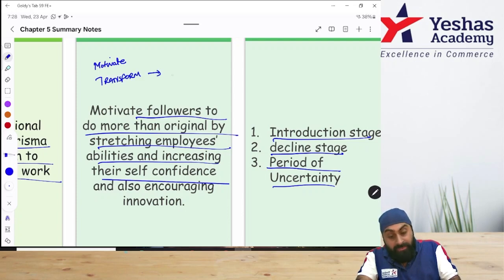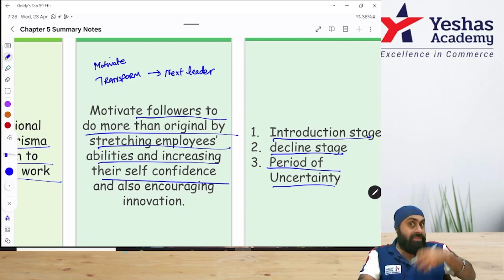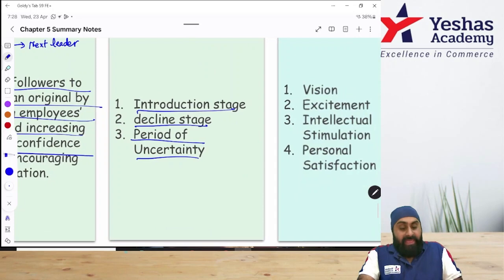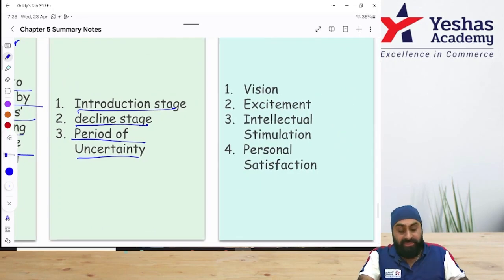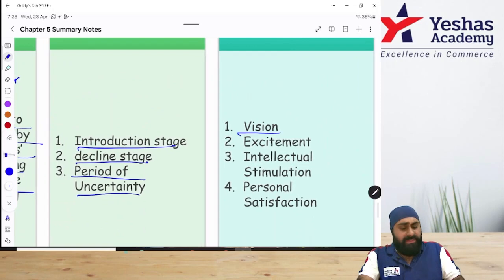to transform them to become the next leader. And therefore, he has that charisma. He has the ability to do it. Therefore, this type of leader is very good in an introduction stage, client stage. B. What are the qualities required? Vision, excitement, intellectual stimulation, and personal satisfaction.